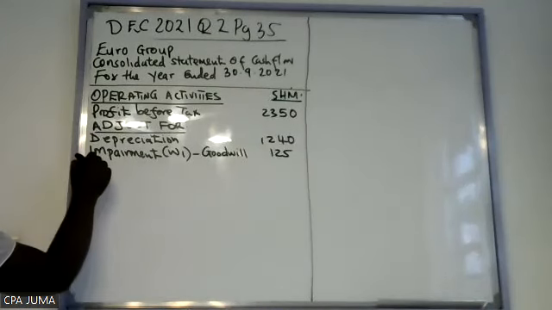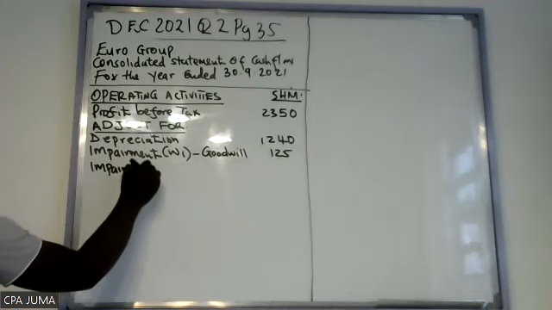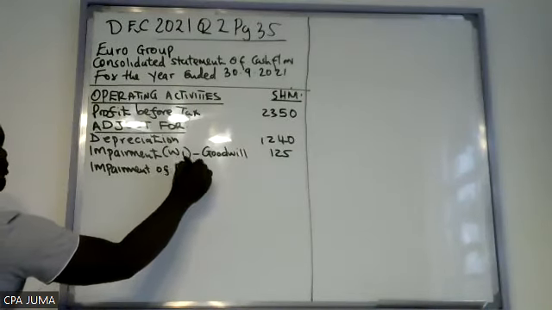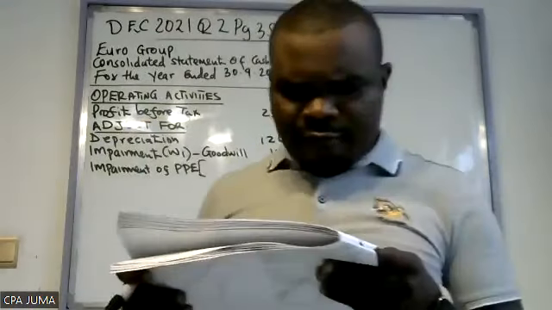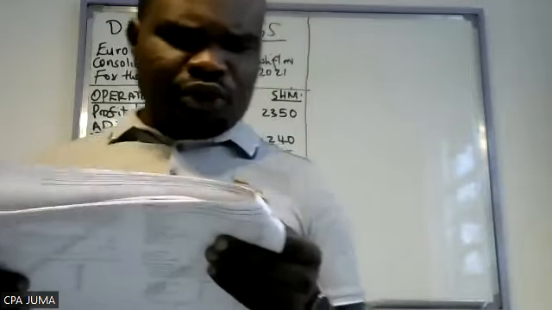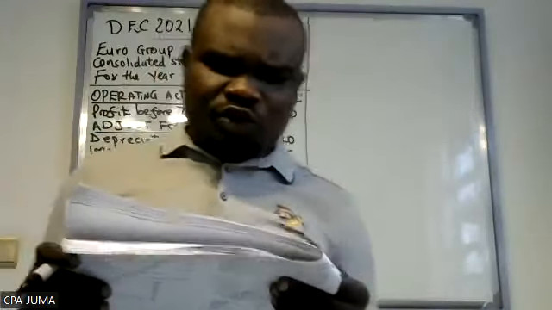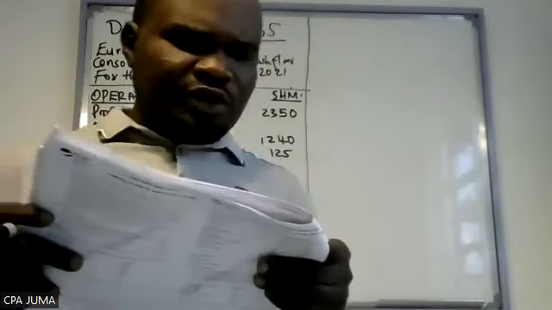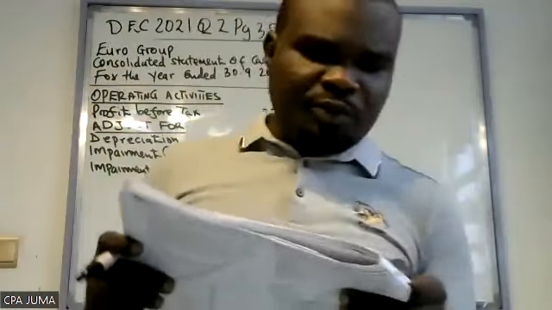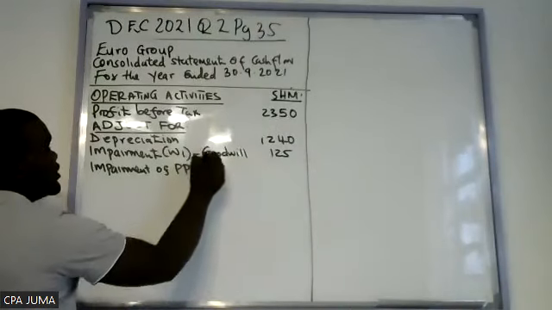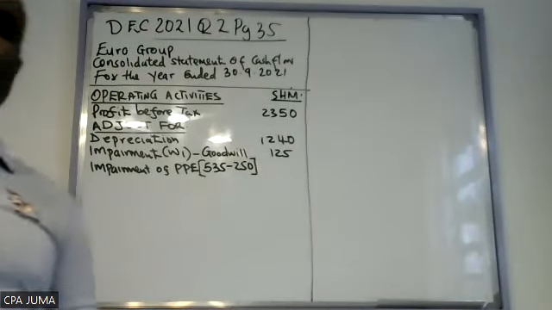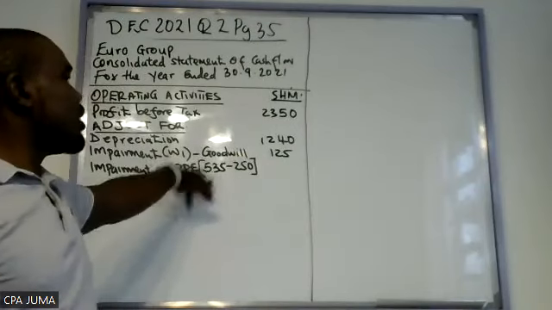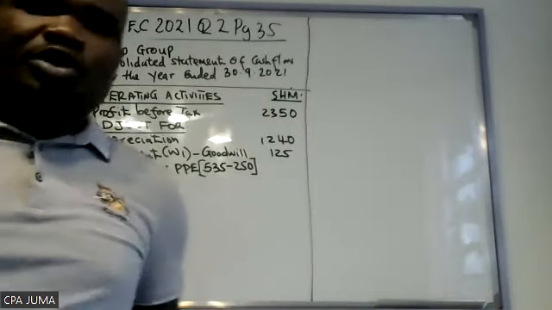125. Then also there was impairment of property, plant, and equipment. That was mentioned in the same note too. They said depreciation charge amounted to 1240 and an impairment loss of 535 was recognized on property. Prior to the impairment review, the group had a balance on revaluation surplus of 625, of which 250 million related to property impaired. So the impairment is 535, but the same property has been revalued also by 250. So you need to offset, you need to reduce. You have to utilize that revaluation surplus to reduce that.